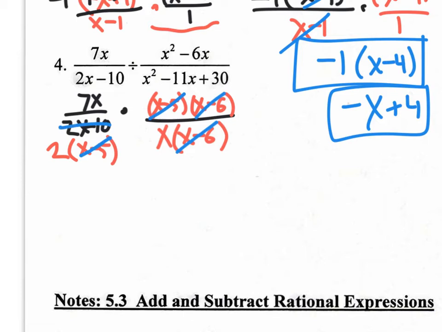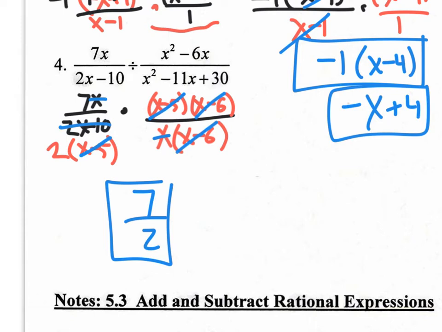So what's left over? 7x is on top. And down here we have a 2 and an x. So before I write my final answer, this x up here could cancel out with that x down there. Scratch it, scratch it. There's your final answer, which is just 7 over 2. Boom. That was a class opener. That's kind of like a review from last section. Let's move on to something different today.